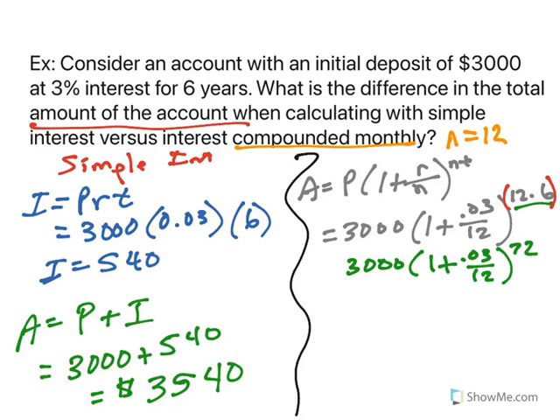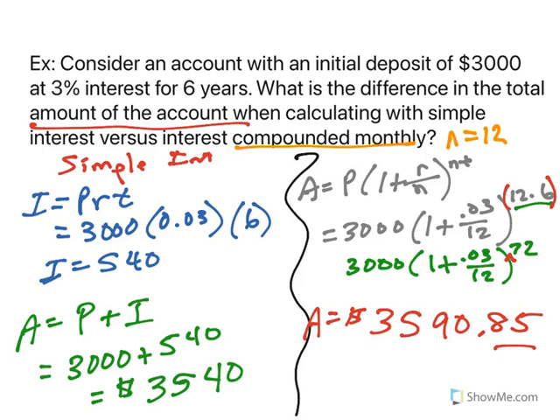Okay, that's important. And it's an exponent, right? We are raising it to that power. So now if I type that all in, I end up with an ending amount of $3,590.85. So that's the ending amount.